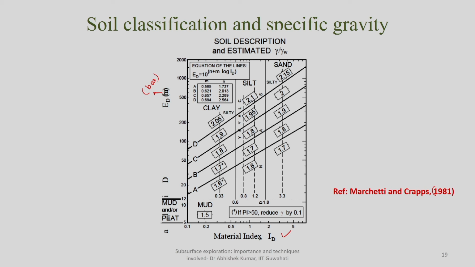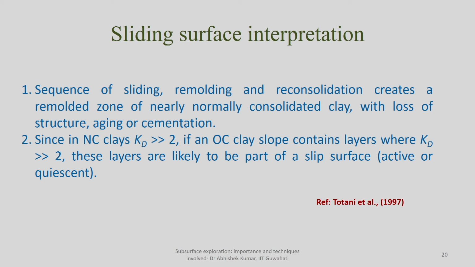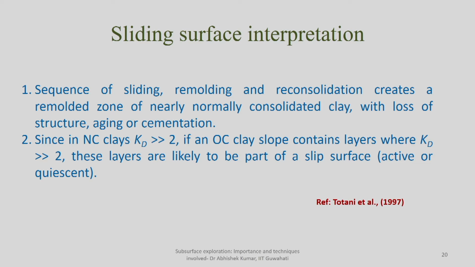You can see here, based on these values you can determine whether it is silt, sand, or clay, and so on, and then the value of density of the material. So these values are given as roughly the range of the mass density of the medium. Once you know the value of ED and the value of ID, based on your field recording, you can classify your site, and in addition you can get the value of density of the soil.